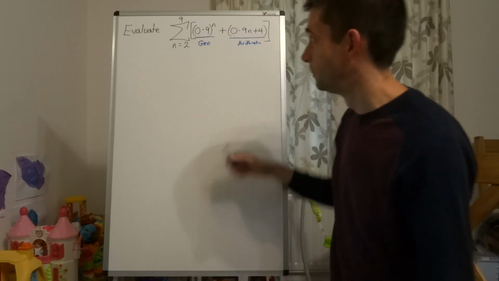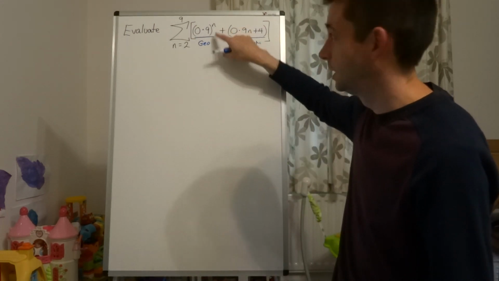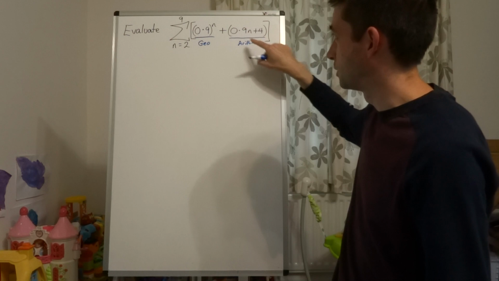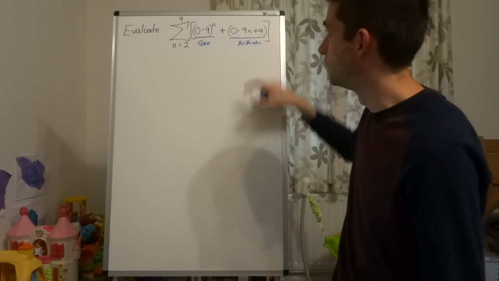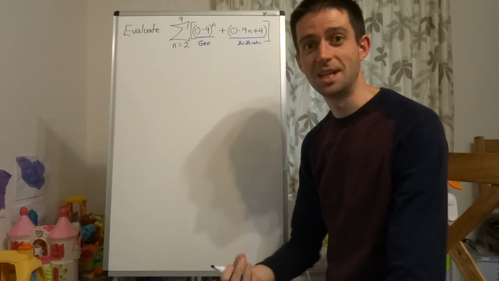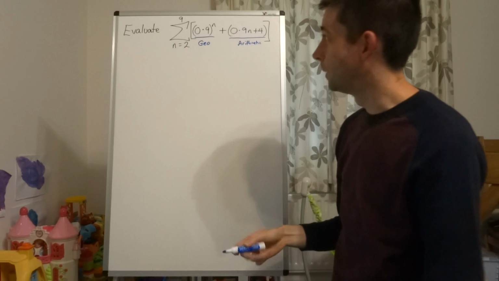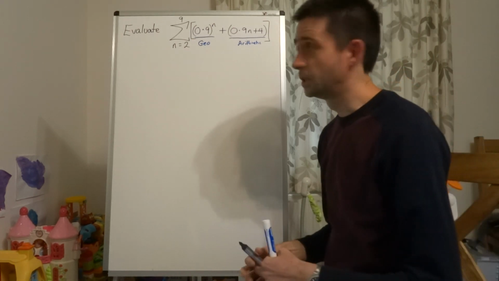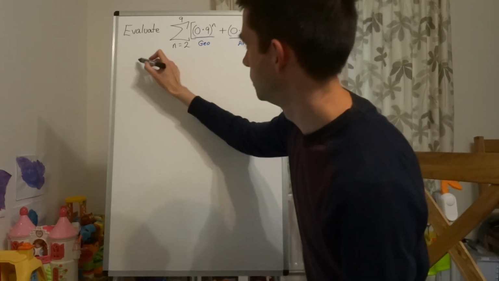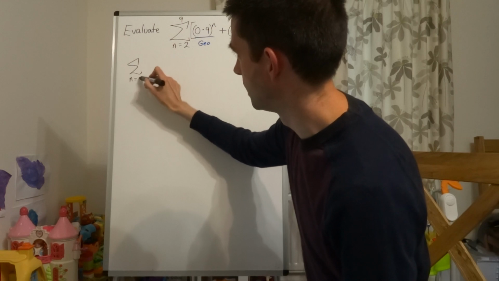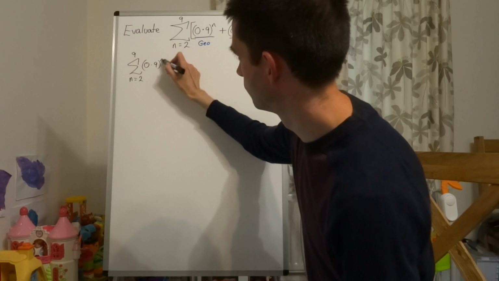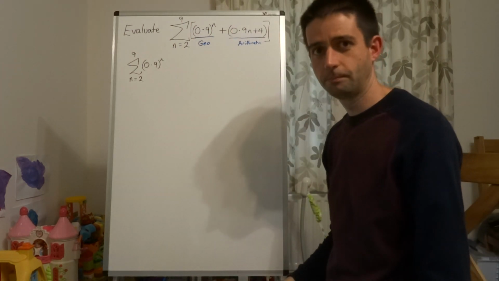How do I know that? Well, this bit is to the power of n, so this is a geometric sequence here, whereas this bit is arithmetic, 0.9n plus 4, so it's like an nth term rule, like the kind of thing you would have done in GCSE. It's a linear sequence. So what I'm actually going to do is treat it as two separate series and sum them together at the end. So the first thing I'm going to do is the sum n equals 2 to 9 of 0.9 to the power of n.